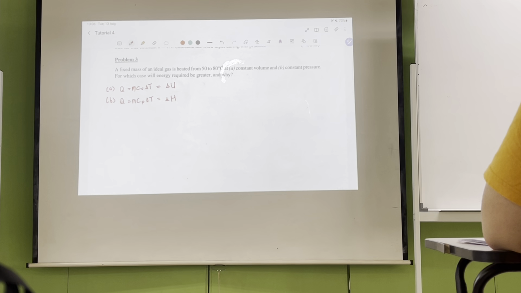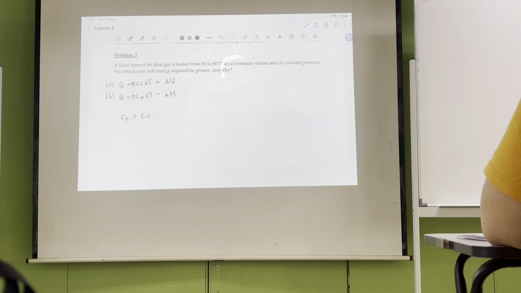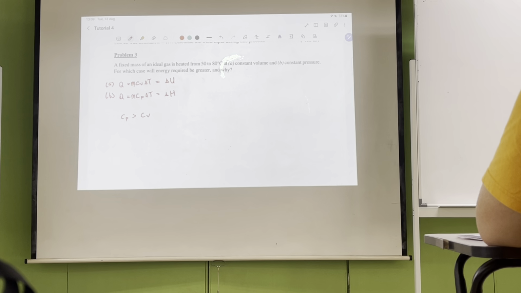If we just look at this mathematically, if you just look at the table that you have, the Cp value is forever higher than the Cv value. From this mathematical point of view, the Cp value is always higher than the Cv value, meaning that B will always require a higher energy.